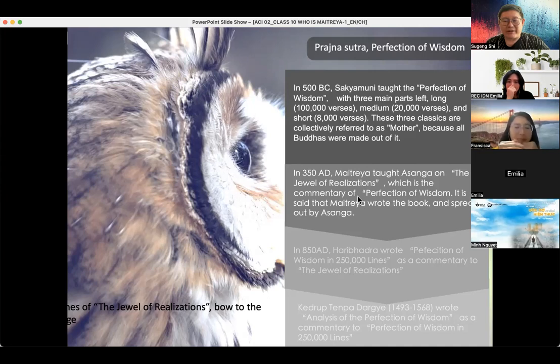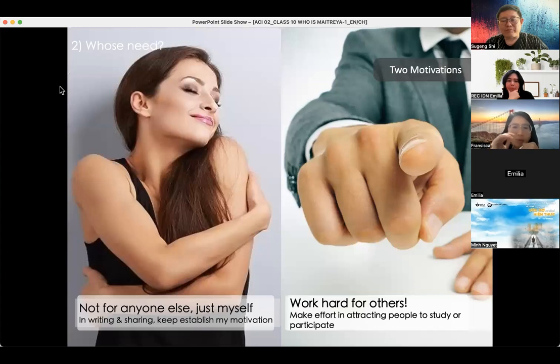And of course, based on the Jewel of Realizations, Indian master Haribhadra wrote the commentary to that book. And then finally, in the Tibetan tradition, Kedrup Tenpa Dargye wrote the analysis. Dialectic analysis means the detailed analysis of the Perfection of Wisdom, right? So these are basically the lineage of our teachings, right? So because of the opening of Maitreya bowing to the Buddha in the Jewel of Realizations, then came the debate.